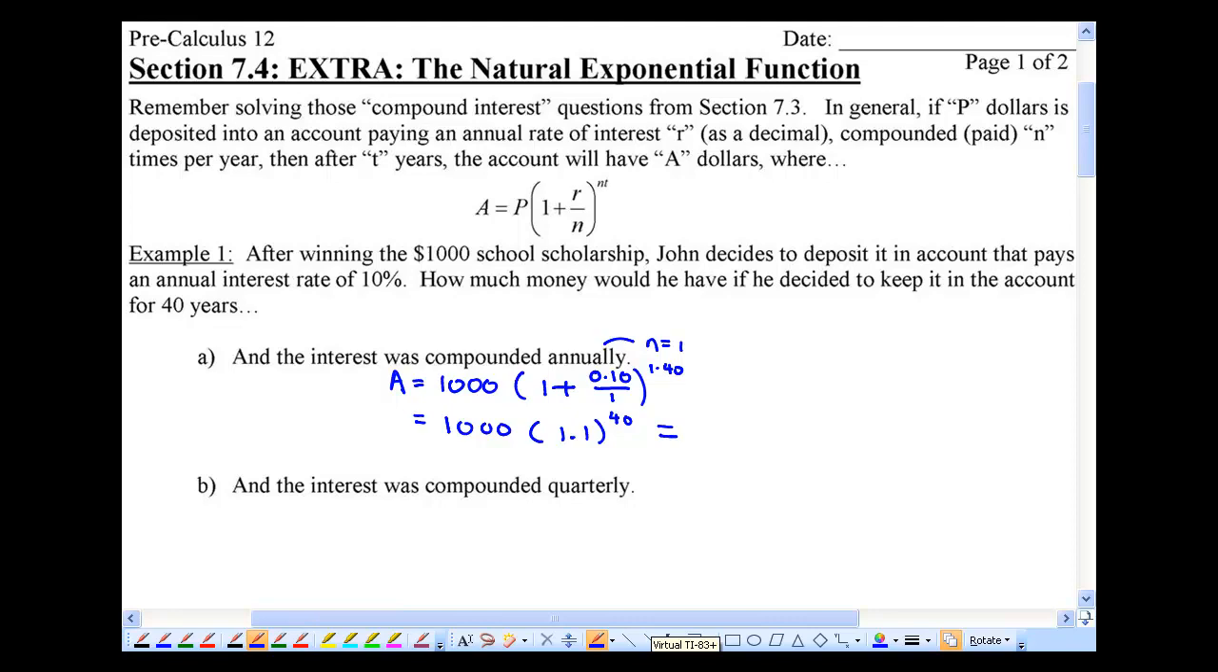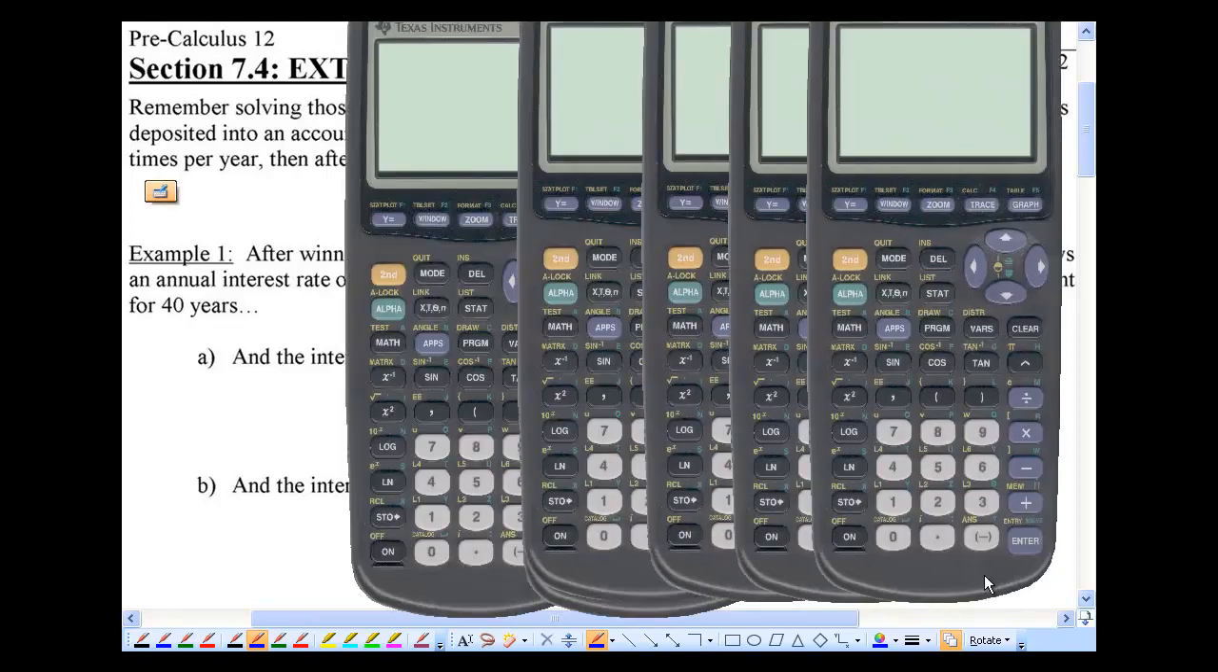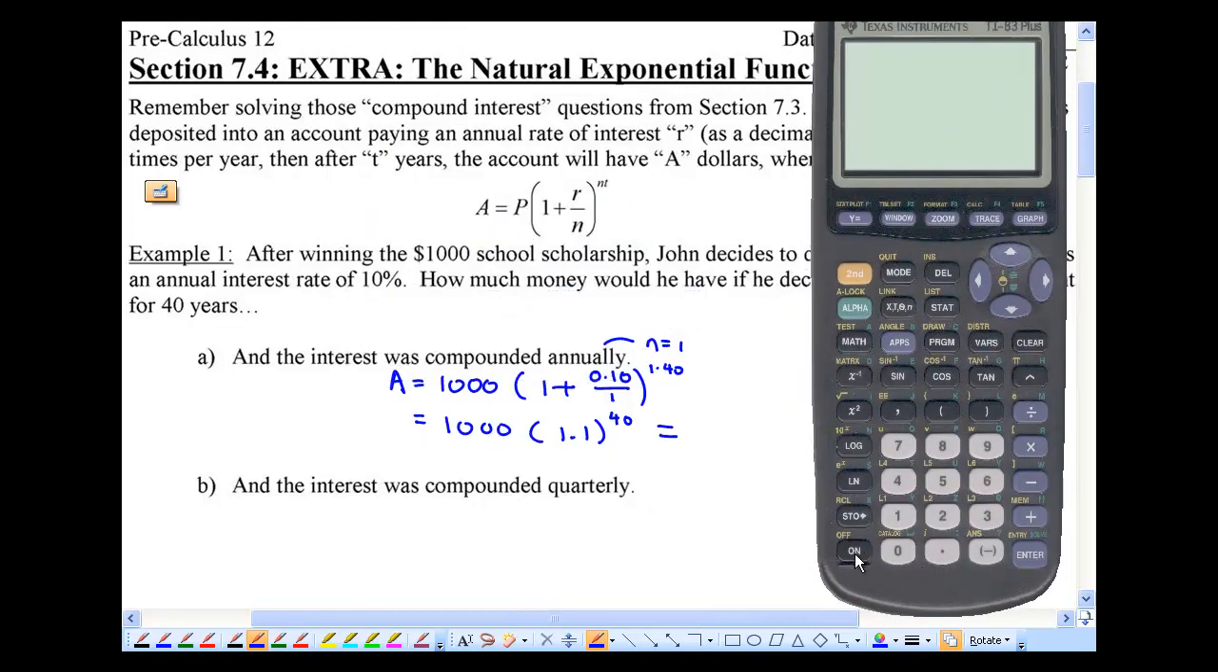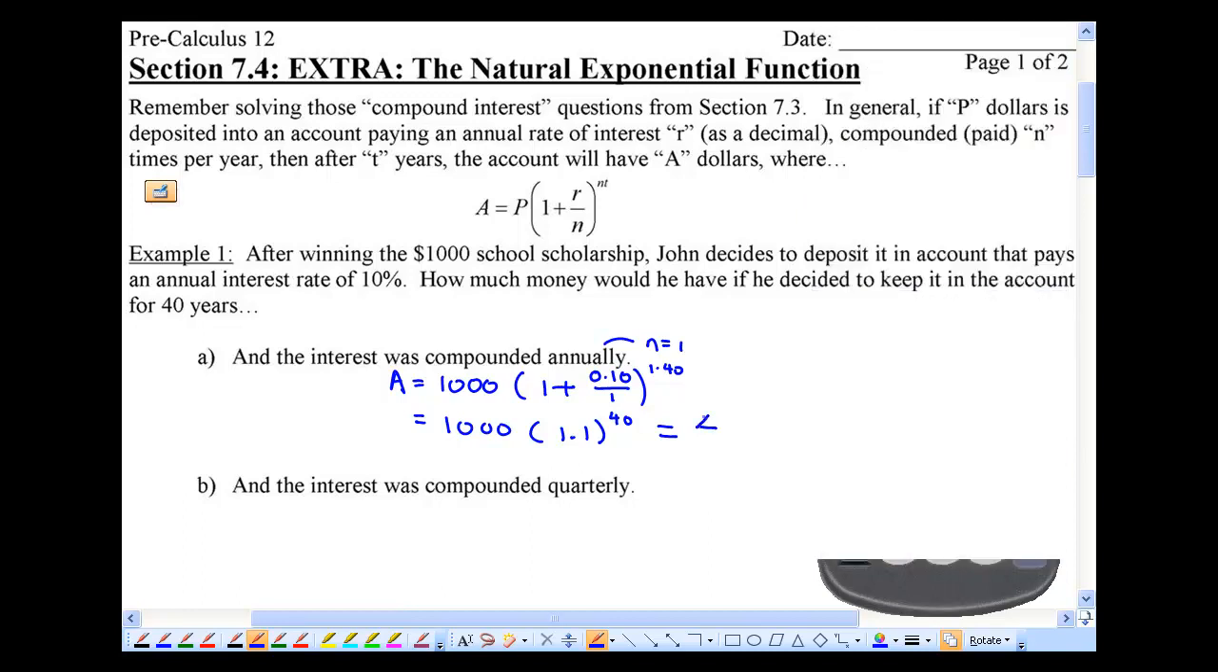I don't know how to do this, so I'm going to bring up my calculator, and my calculator hopefully will help me calculate this. Press on. You do the same with your calculator, please. 1,000 times bracket 1.1, close the bracket, to the power of 40. And, whoa, $45,259.26. Wow. That's a lot of money.